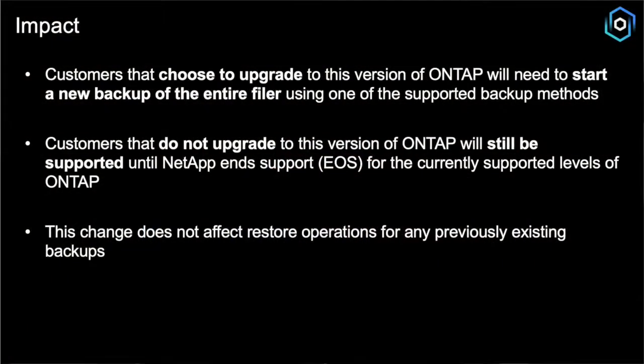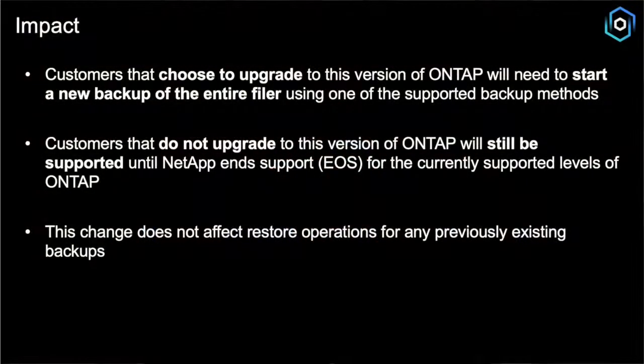Number one, if customers choose to upgrade to this version of ONTAP, they're going to have to start a new backup of the entire filer. For those leveraging SnapDiff, as mentioned before, the backup will just fail, because we'll try to make a call to those SnapDiff APIs and the backup will fail. So the filer will not be able to be backed up using the SnapDiff assisted backup. If you choose to do the upgrade, you need to select one of the other methods to make sure your data is protected.